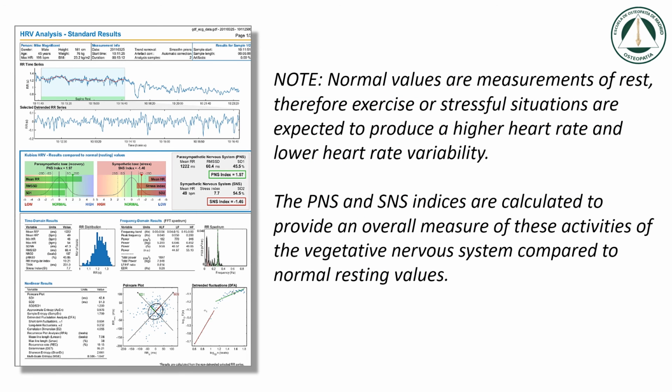It should be emphasized that normal values are measurements of rest. Therefore, exercise or stressful situations are expected to produce a higher heart rate and a lower heart rate variability. The PNS and SNS indices are calculated to provide an overall measure of these nervous system activities in comparison to normal resting values.